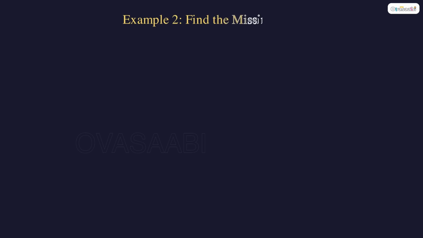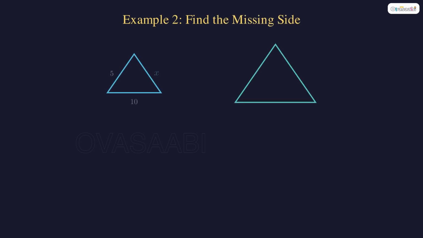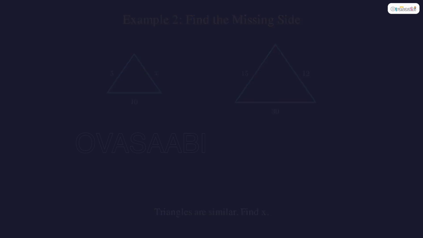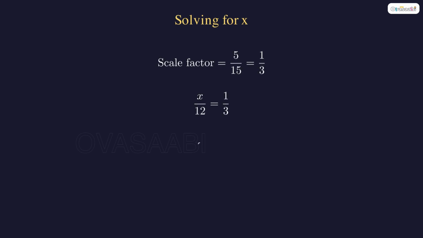Example 2, a bit harder. These triangles are similar. Find the missing side x. First, find the scale factor using the sides we know. 5 over 15 gives 1/3. So x over 12 equals 1/3. Multiply both sides by 12. x equals 4.